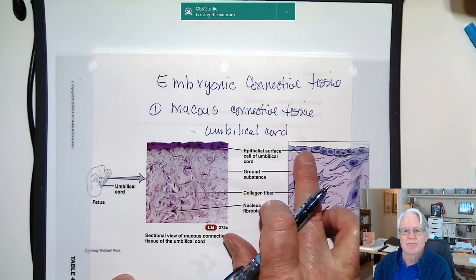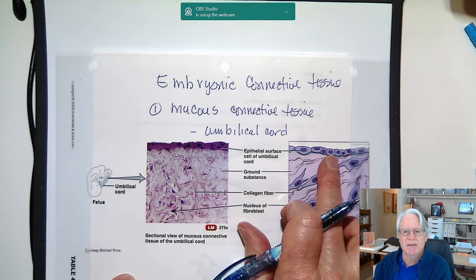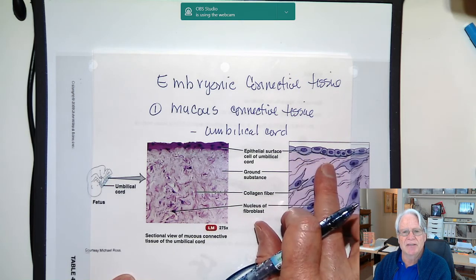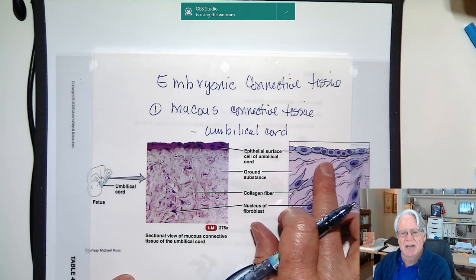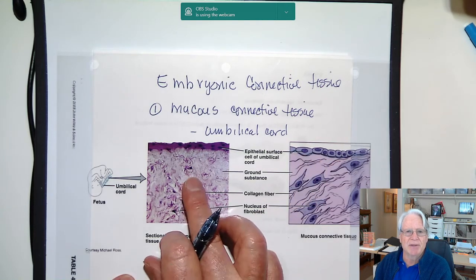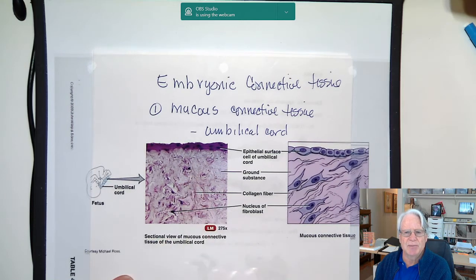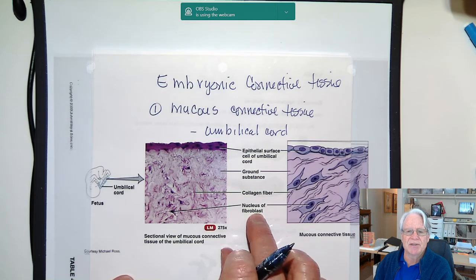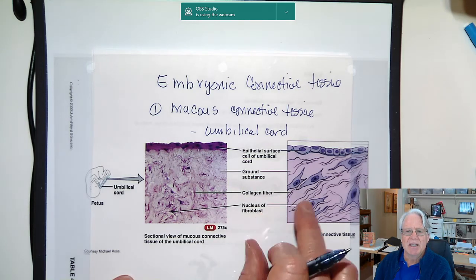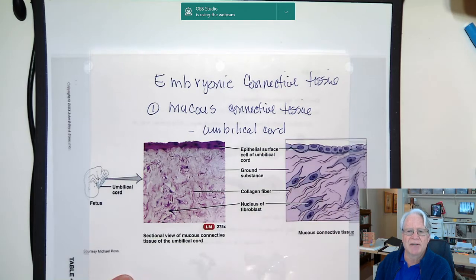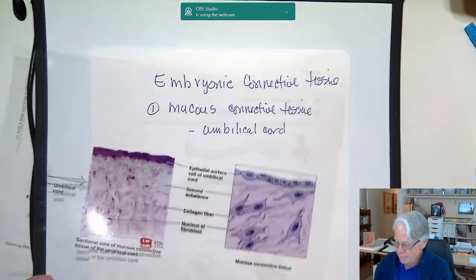Notice that we are going to cover that with epithelial tissue. That's one of the characteristics that we talked about earlier with connective tissue. It's often covered by epithelial tissue, and the embryonic connective tissue is no exception to that. And we do have fibroblasts, so that's the immature cell in this connective tissue. And we have a ground substance, and then, of course, fibers.